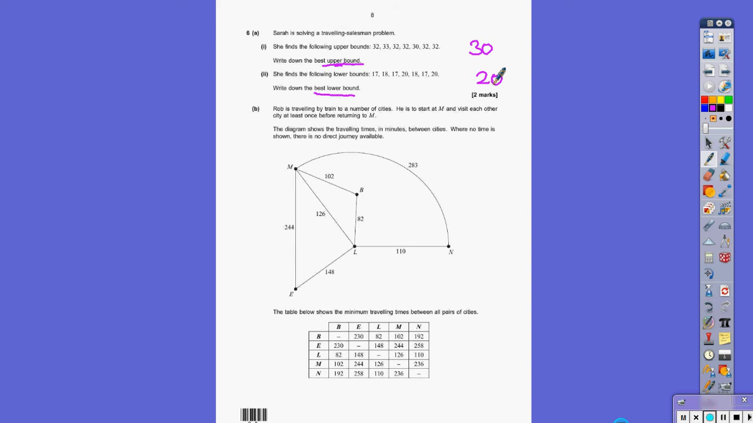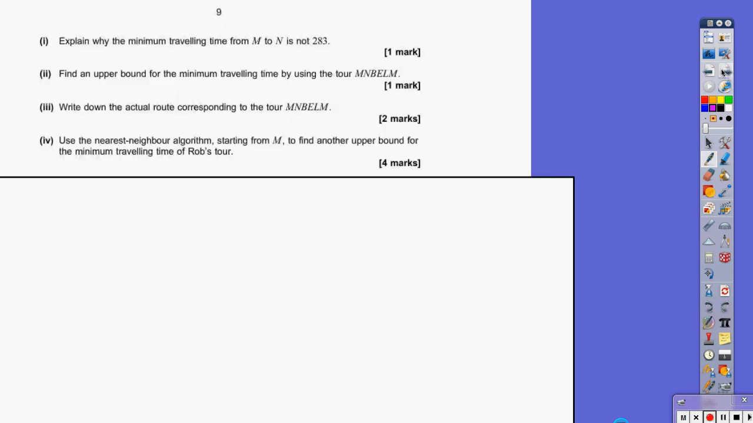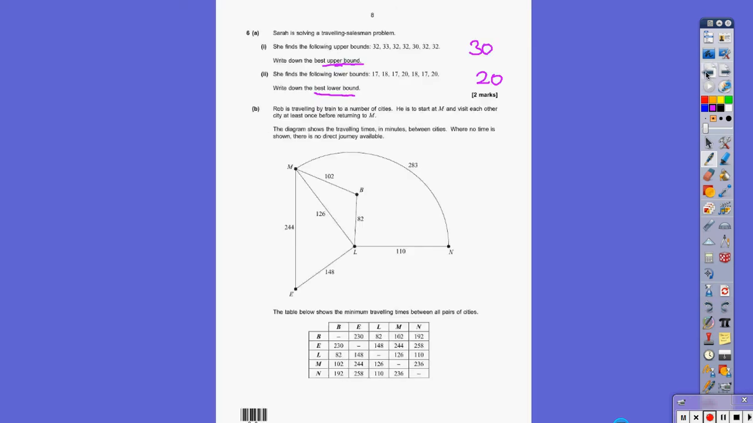B then is about travelling by train, Rob. He starts at M and visits everywhere else. So there's no direct journey available. Looking at the next part of the question, it's over here. Explain why the minimum travelling time for M to N is not 283.